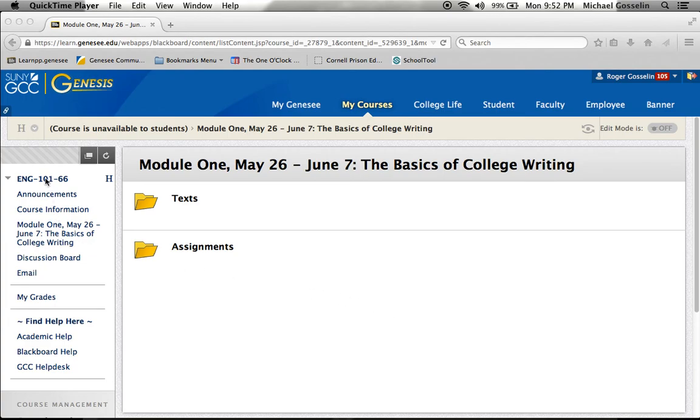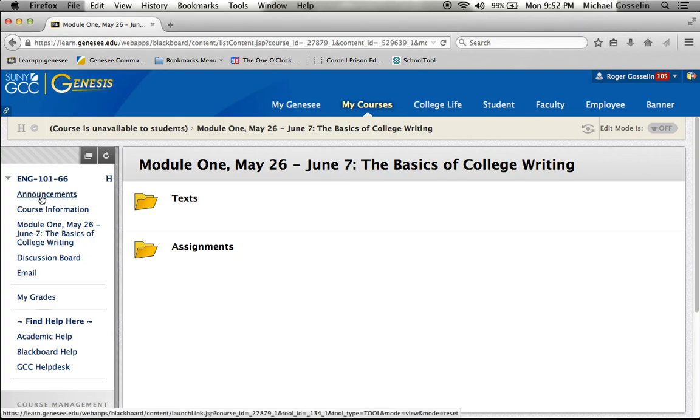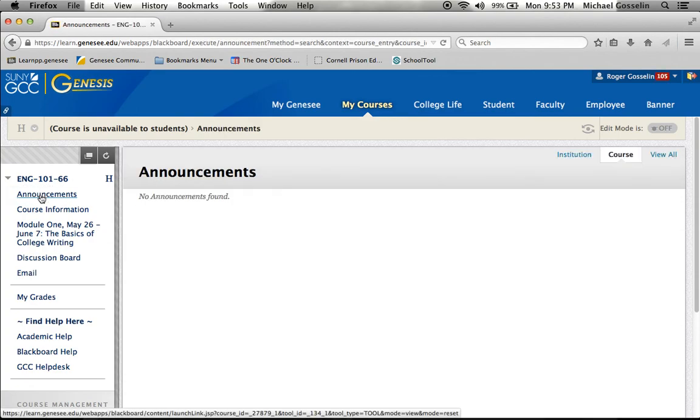Here's the navigation over here. Like a lot of websites, the nav bar is on the left. No announcements just now. Usually if I post an announcement, I'll also send it out as an email, so you will get that.